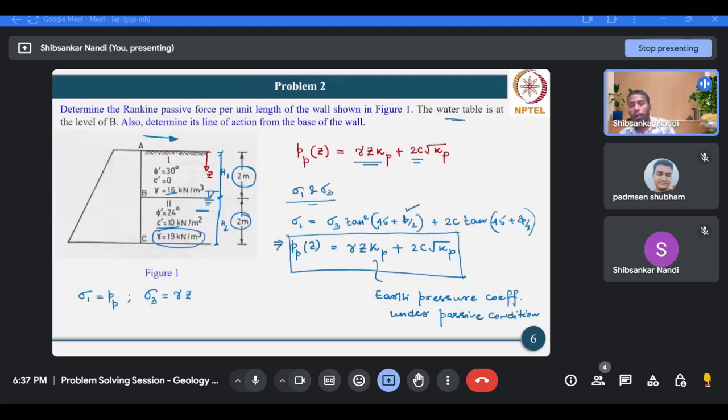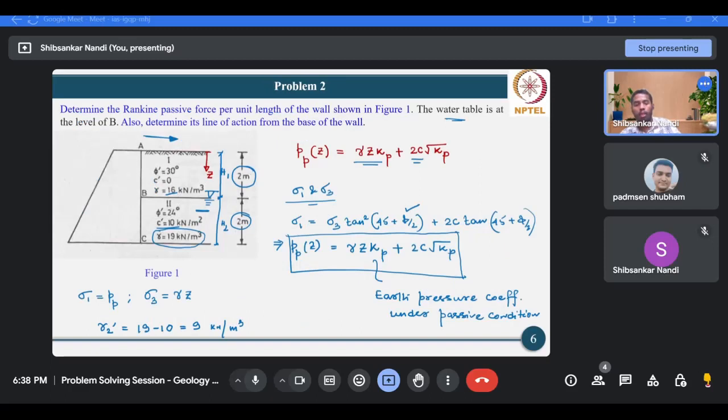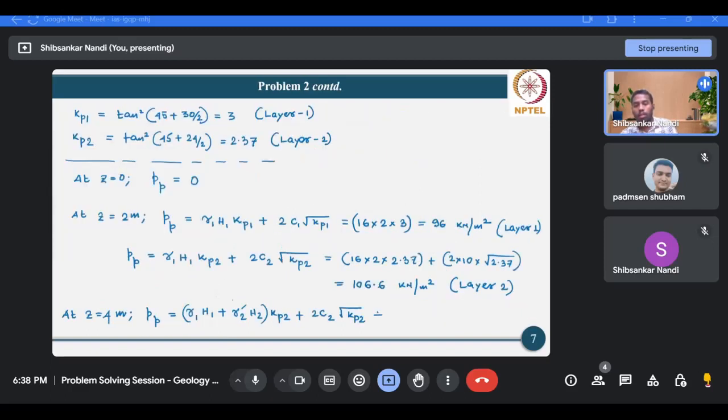And what is the value of gamma 2 prime? So gamma 2 prime is 19 minus 10. 19 we are taking as saturated, 10 is the unit weight of water, that means 9 kilonewton. So what do you think? Is this the complete expression for Pp at a depth of, this will be 4 meter, not 3 meter. 2 plus 2, that means 4. So is this the complete expression for Pp at Z equals 4 meter?